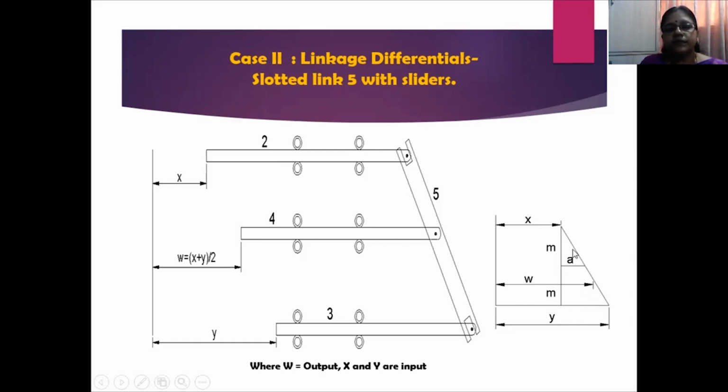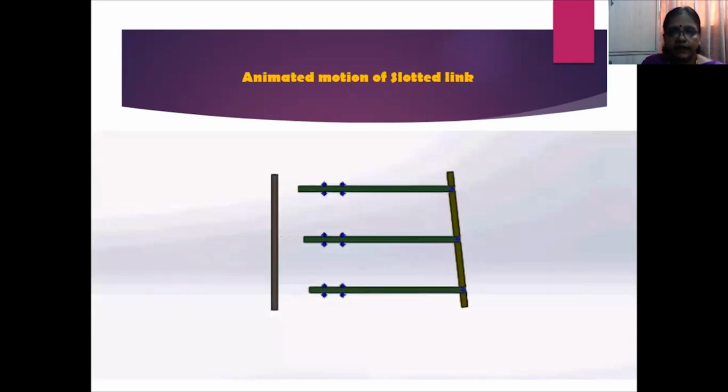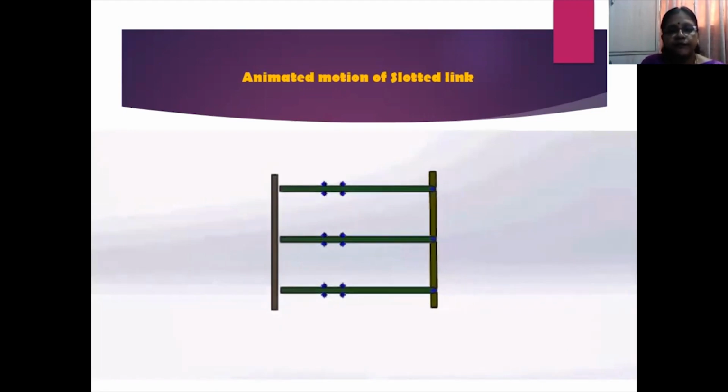If the distance between link 2 and link 4 is equal to link 4 and link 3, then you just take the ratios of the sides of these similar triangles, and you can obtain W is equal to X plus Y by 2. Here we can see the animated motion of this slotted link again, where 2 and 3 are given X and Y differential displacements, and observe that link 4 has an output displacement of X plus or minus Y by 2.